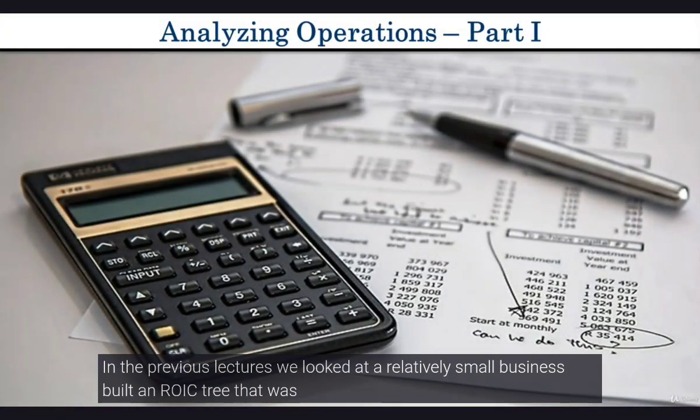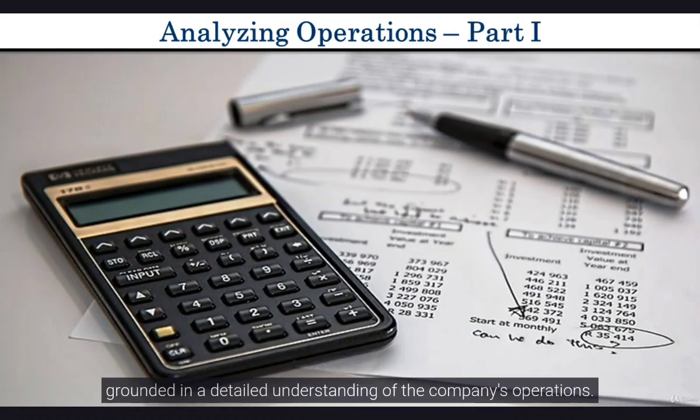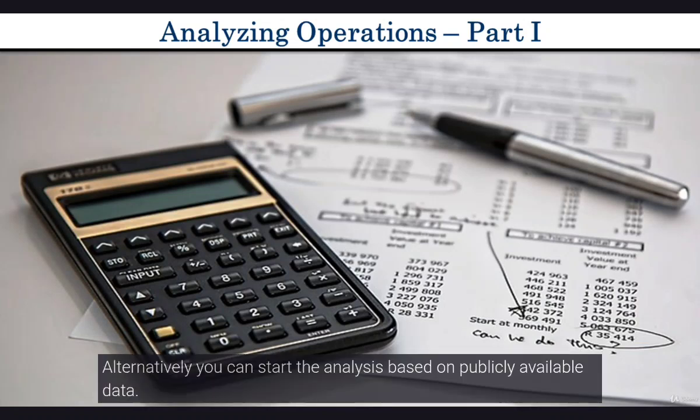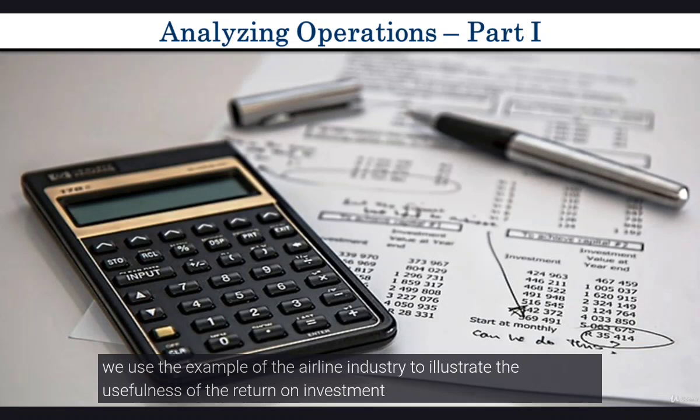In the previous lectures, we looked at a relatively small business and built an ROIC tree that was grounded in a detailed understanding of the company's operations. Alternatively, we can start the analysis based on publicly available data. Most often, this would be the case for larger companies. In this next lecture, we use the example of the airline industry to illustrate the usefulness of the return on investment capital tree method.